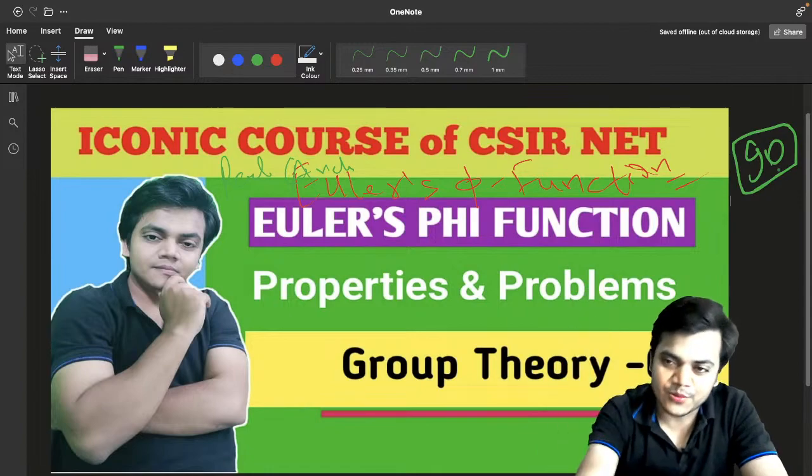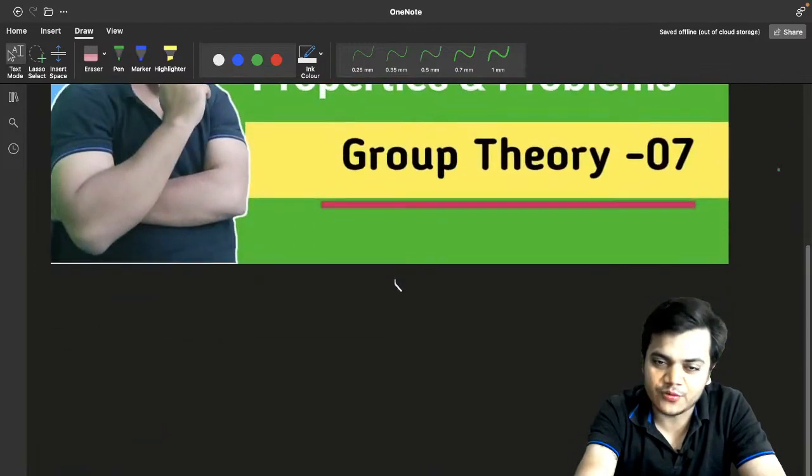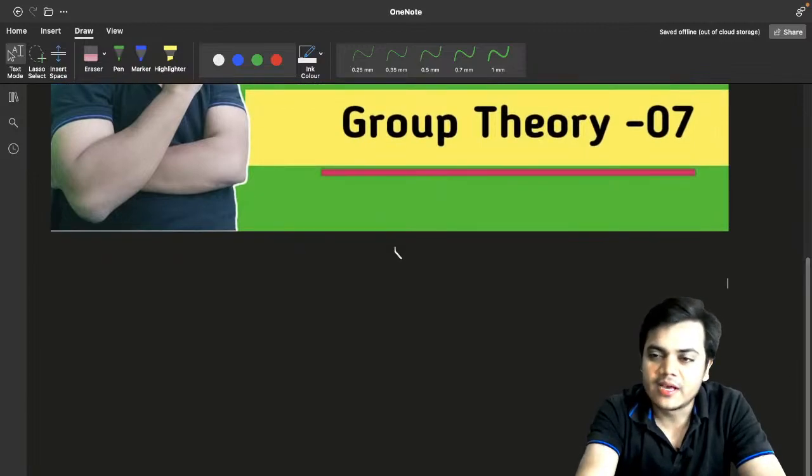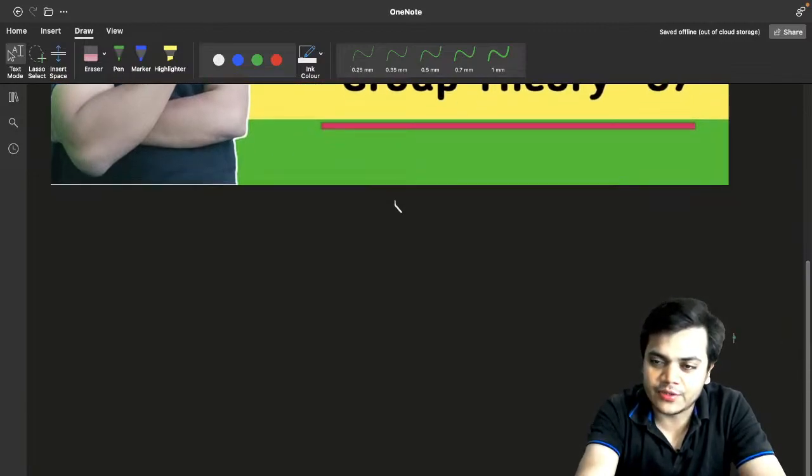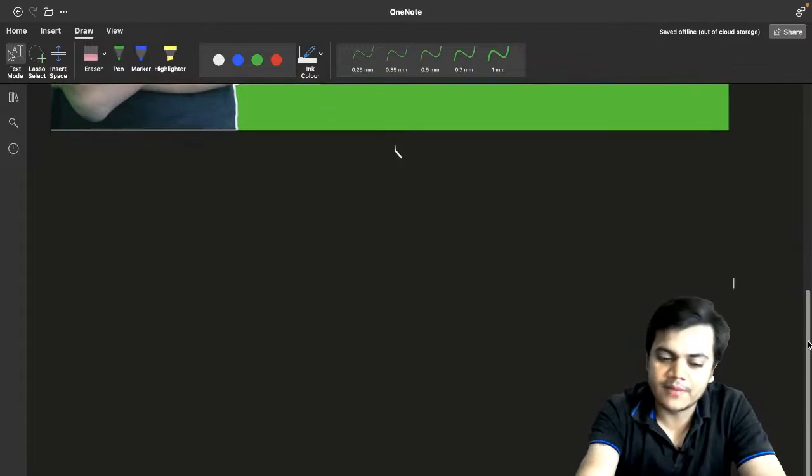So now let's start this session. First of all, we start with the definitions, but thereafter we come to the problems related to that as well.